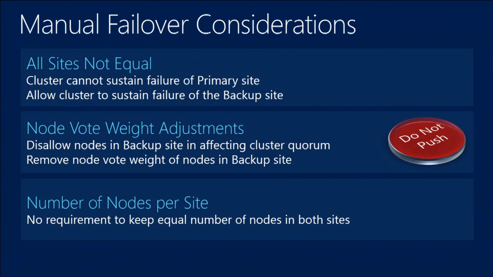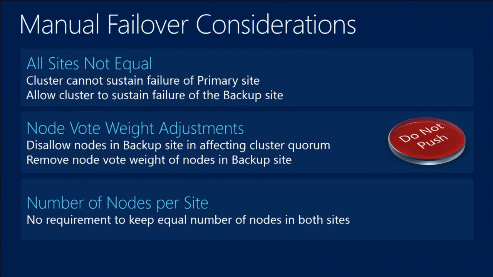So that was automatic failover. Let's look at manual failover considerations. The punchline is all sites are not equal. One is my DR site, and I understand that manual failover is necessary. So if my primary cluster or my primary site is down, I understand that I have to force quorum and force start my cluster on the secondary site. Because my DR site or the nodes in my DR site are slightly less important than my primary site nodes, you have to configure node vote weights to remove the votes of the DR site nodes.